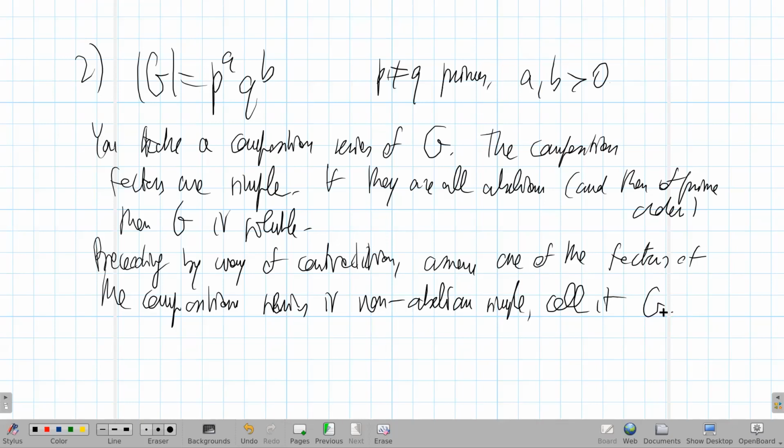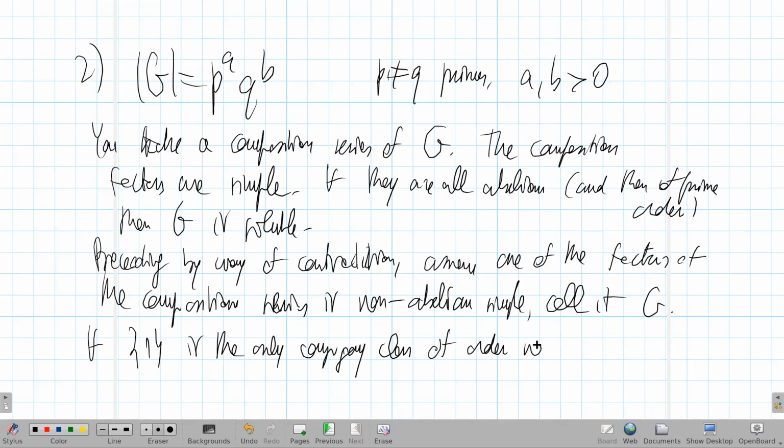So we have reduced to the case when G, of course all factors also have order p^a q^b, and we have reduced to the case when they are non-abelian simple, okay? So simple but non-abelian, so not of prime order, okay? I claim that 1 is not the only conjugacy class of order not divisible by q, one of the two primes.